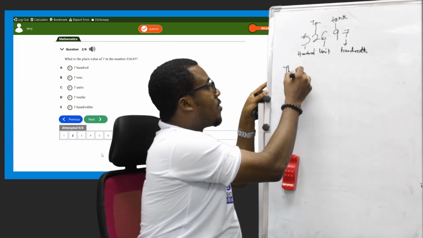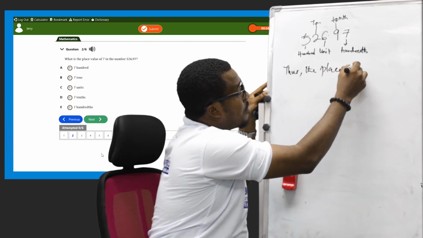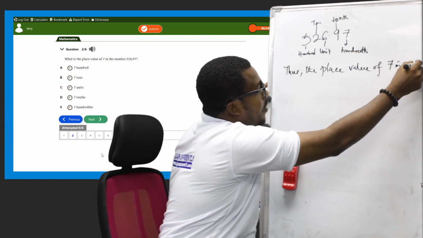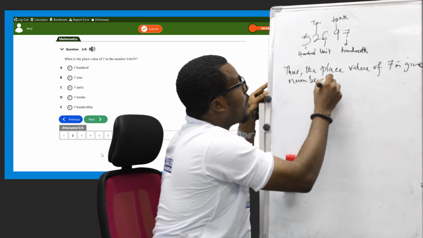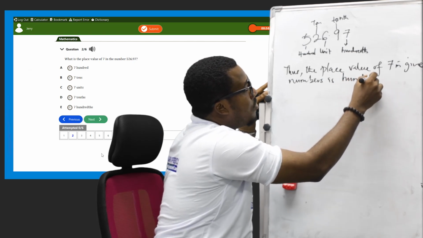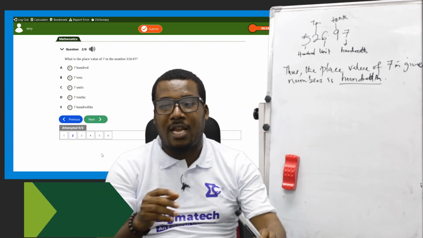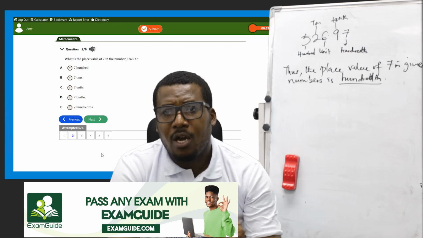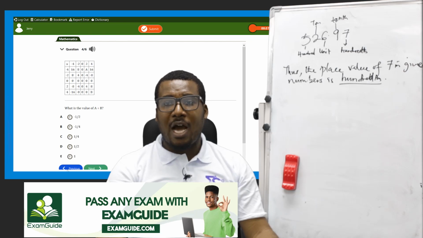Thus, the place value of 7 in the given number is 100th. So it then means your answer there in that classification will be 700th. So that's for that one. Let's see another question that has to do with our place value.